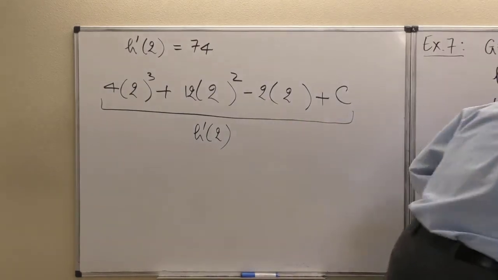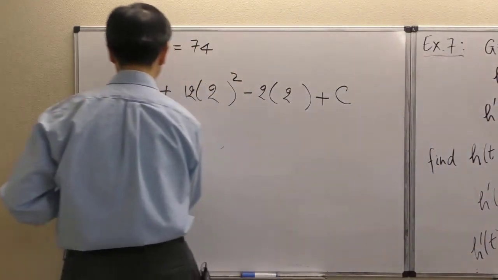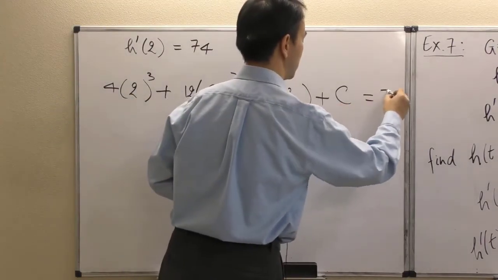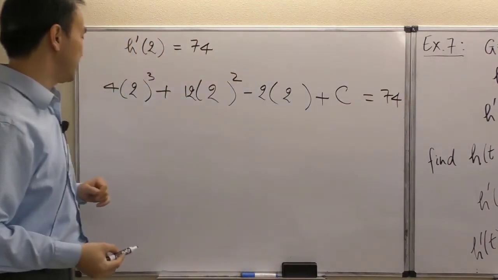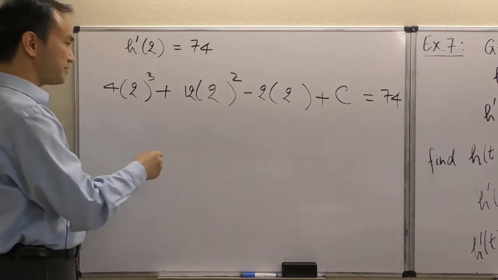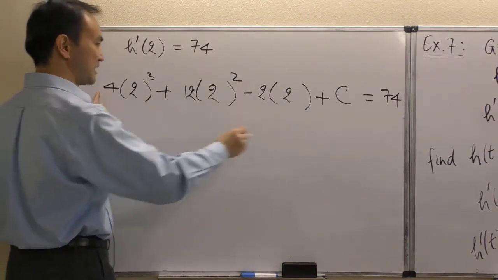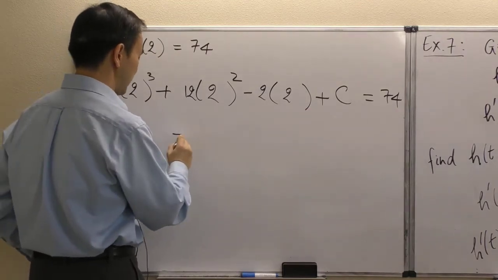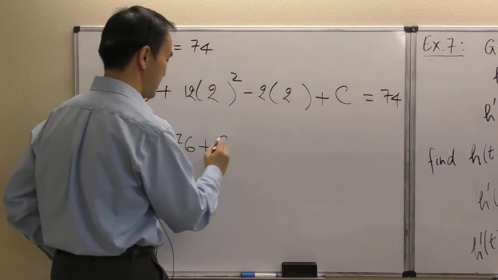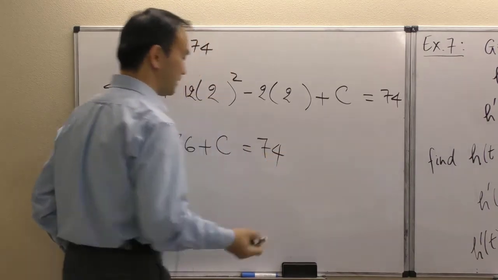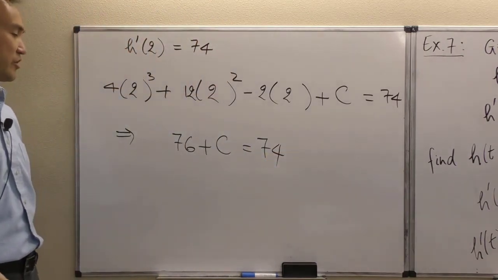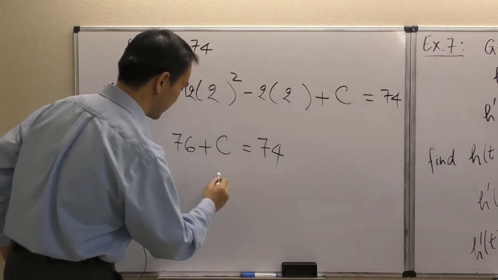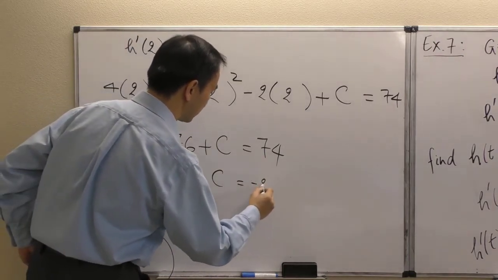So that means I will equate all this here with 74. Now let's do a quick calculation. All of that before the constant c gives me 76 plus c equals 74. That comes straight out of our expression. Subtracting both sides by 76, I'm looking at c equals negative 2.